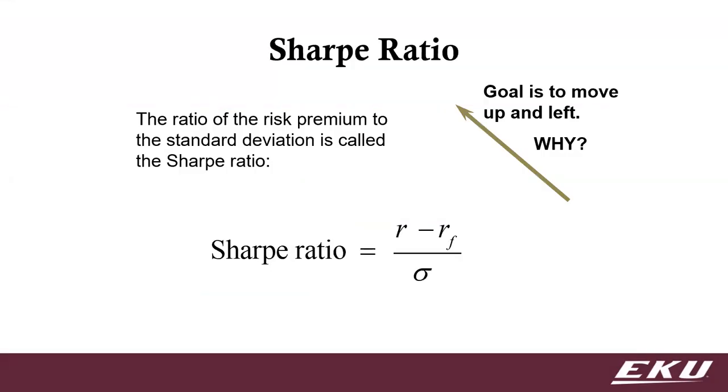It says the goal is to move up and left. If you're moving up, you're getting higher returns. If you move left, you're getting safer returns. So if I can get safer returns, but it's still more money, that's what I want, right?